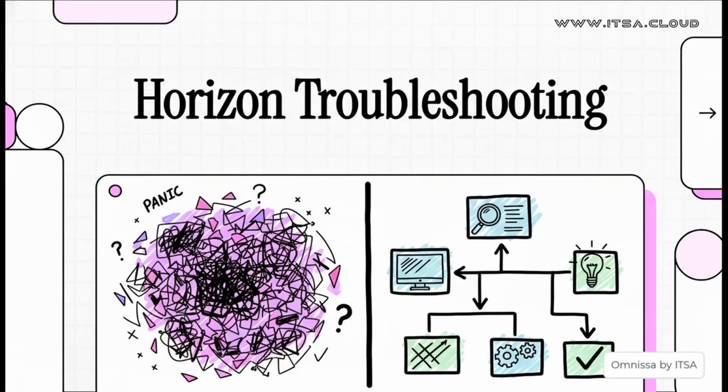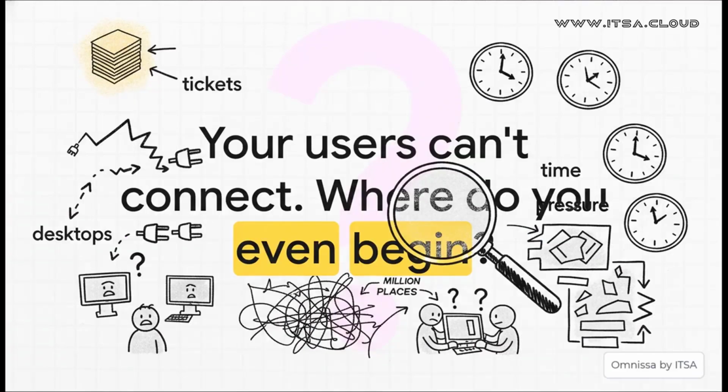Let's get into it. So picture this. It's the start of the day. Users can't connect to their desktops, and the pressure is officially on. It feels like there are a million different things you could check at once, but the real question is, where is the right place to start?